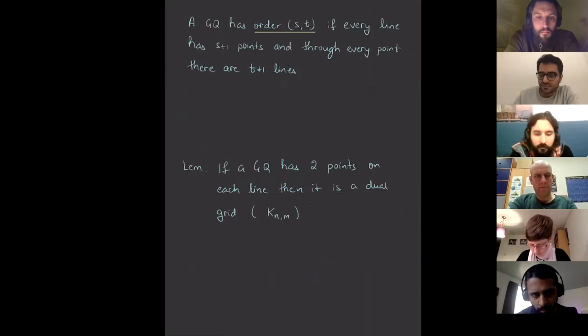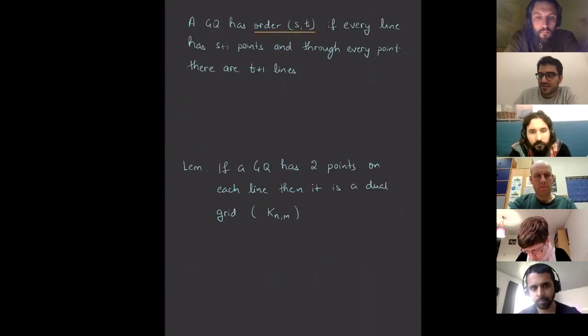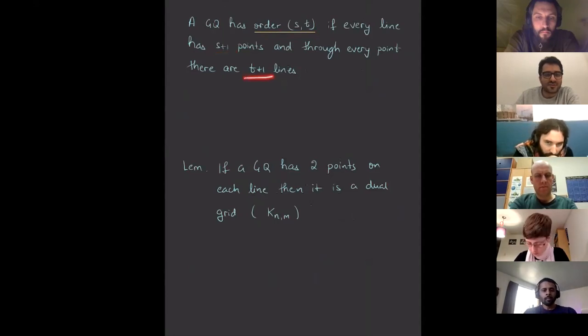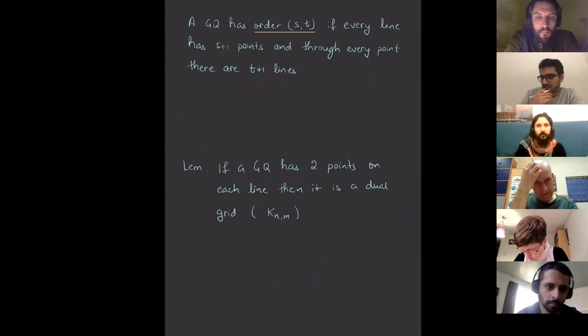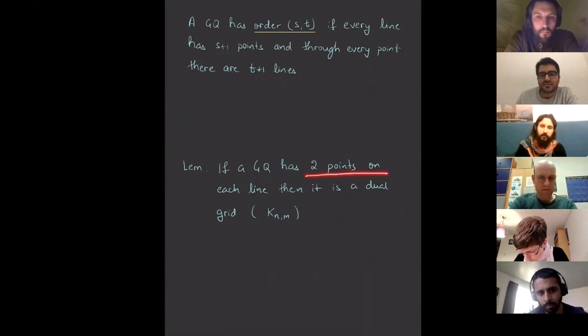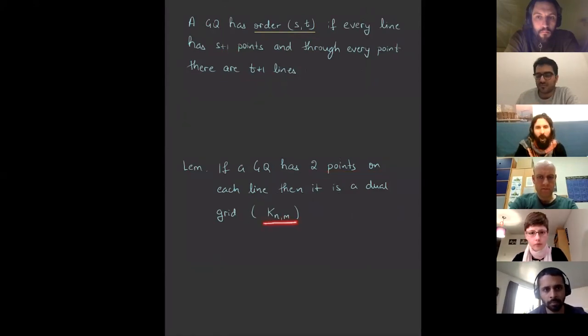So a GQ is known to have order s comma t. So this is what I'm talking about. If every line has s plus 1 points, and through every point there are t plus 1 lines. We do the plus 1 thing for convenience because in the examples, s and t would be like prime powers. So you have prime power plus 1. And here's the structural result, which says that if a generalized quadrangle has 2 points on each line, so if every line has exactly 2 points, then you can just show that it is the complete bipartite graph for some K_{n,m}.